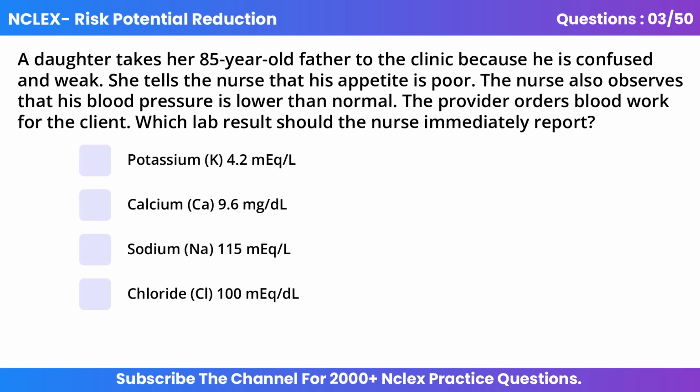Question 3. A daughter takes her 85-year-old father to the clinic because he is confused and weak. She tells the nurse that his appetite is poor. The nurse also observes that his blood pressure is lower than normal. The provider orders blood work for the client. Which lab result should the nurse immediately report? C. Sodium Na 115 mEq/L.